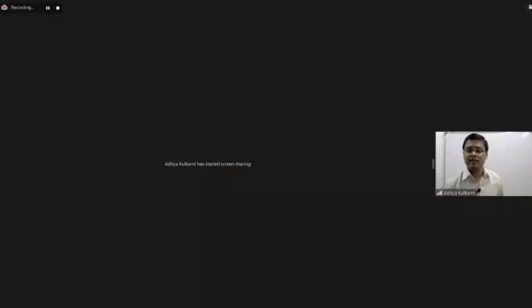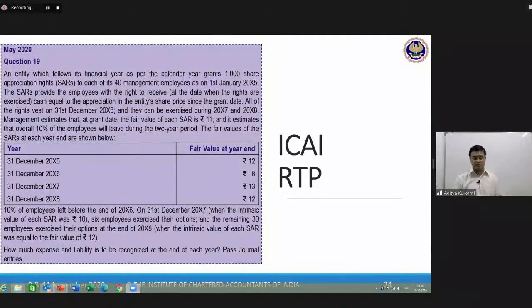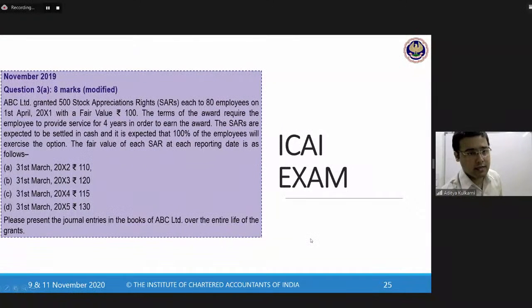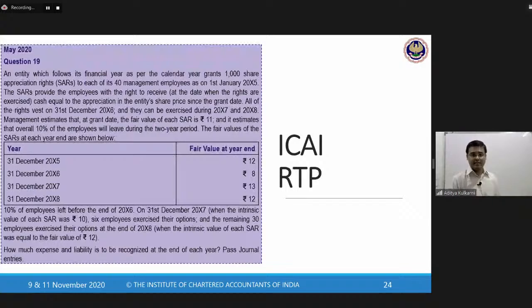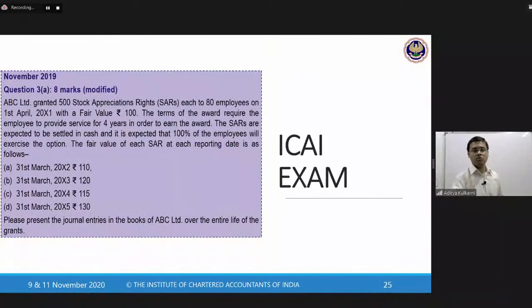I will explain this with a question, because if I talk without a question, it may be difficult for some of us. And I can explain better with the help of a question. I want you to do this examination question, which was asked in November 2019, for 8 marks. Please ensure that the marks vest in you when these questions come. Your performance should ensure that these marks vest in you.